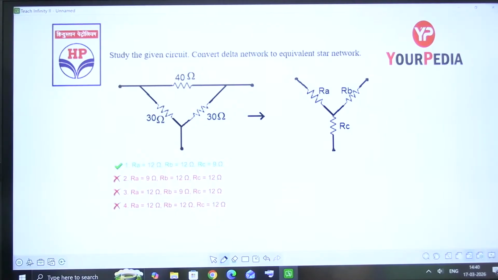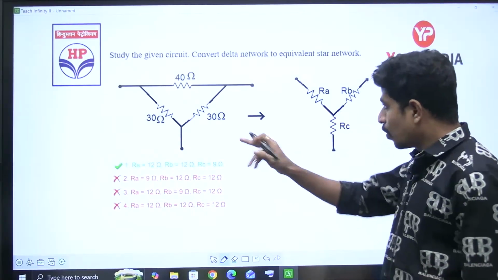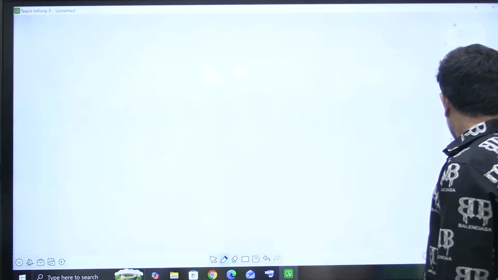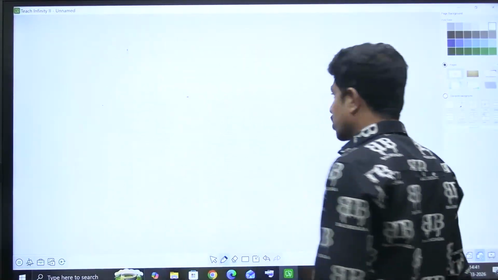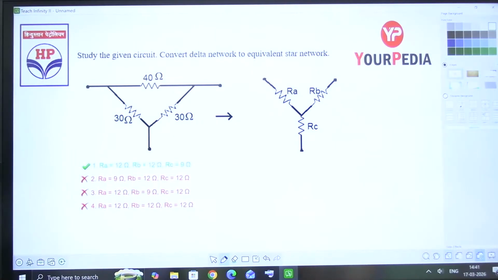He's asking, study the given circuit, convert the delta network into the equivalent star network. He's asking us to convert from delta to star and star to delta. Let's understand delta to star and star to delta. Now convert this delta to star. I'll tell you, we have the values 30, 40, and 40.